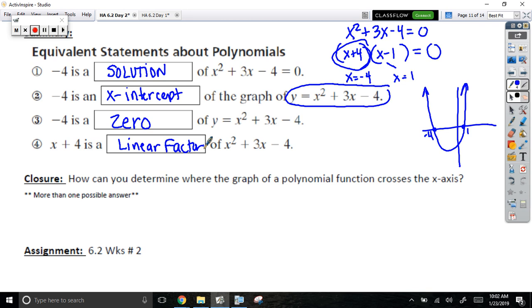All right, closure says, how can you determine where the graph of a polynomial function crosses the x-axis? There are multiple answers. Give me one. So looking back at this example, how did we find out where it crossed the x-axis? What kind of math do we do? Aiden? Equal the function to 0. Set the function equal to 0, and then did what? And then solve for each factor. What do we do from here to here? What's this called? Unfoiled, which is factoring.